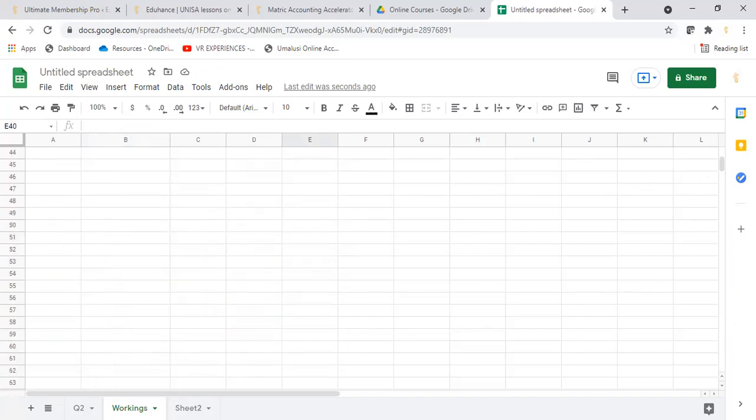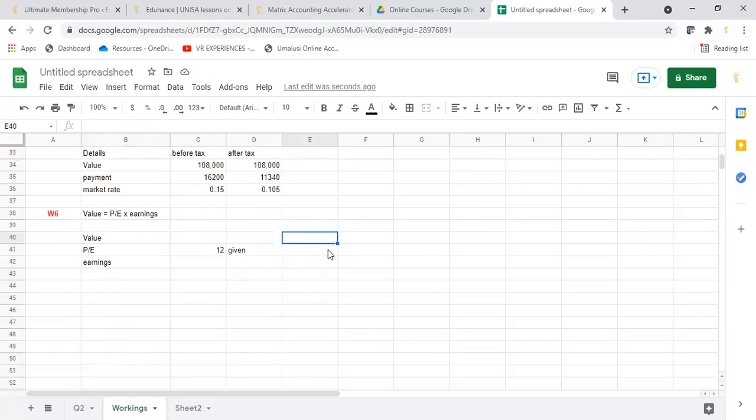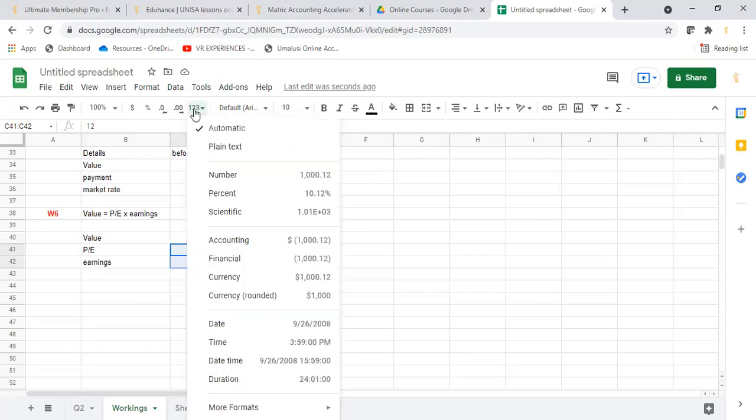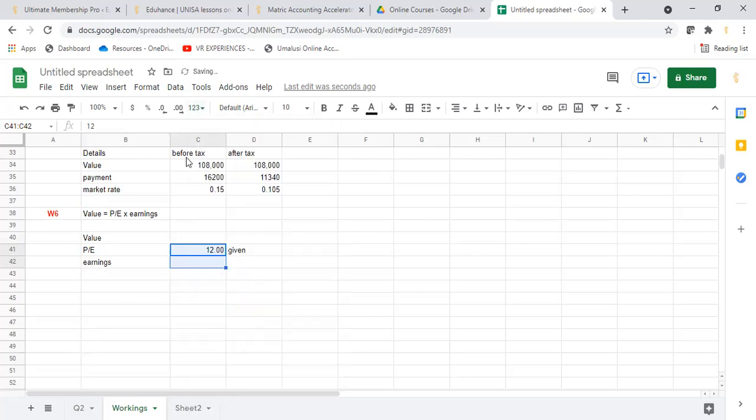The question is, how are we going to get earnings? They never gave us earnings. But I'm going to tell you now what they gave us. They did give us dividend cover, and we know the dividends. Remember, dividend cover is calculated as follows. I'll show you now.